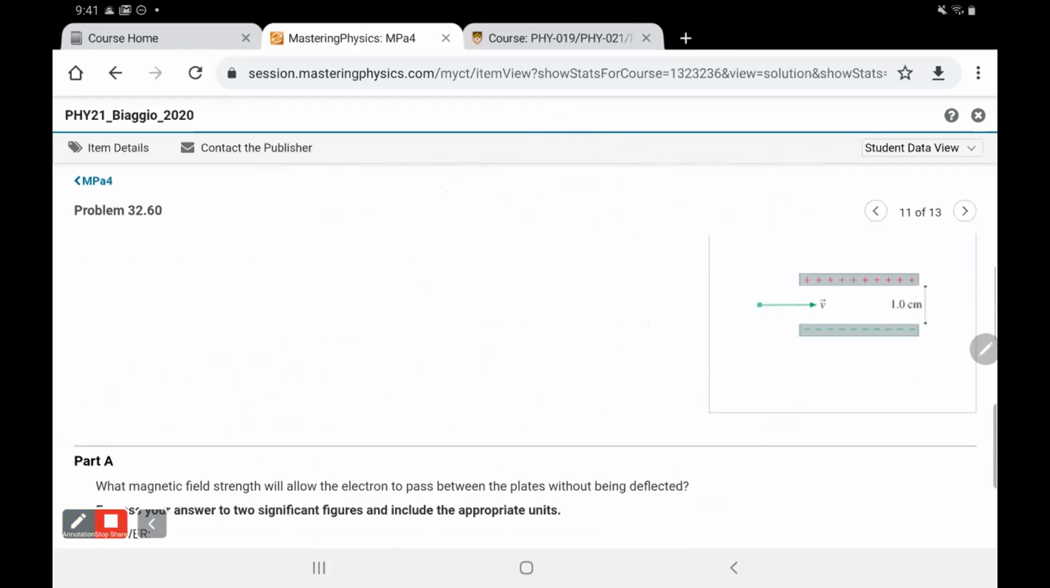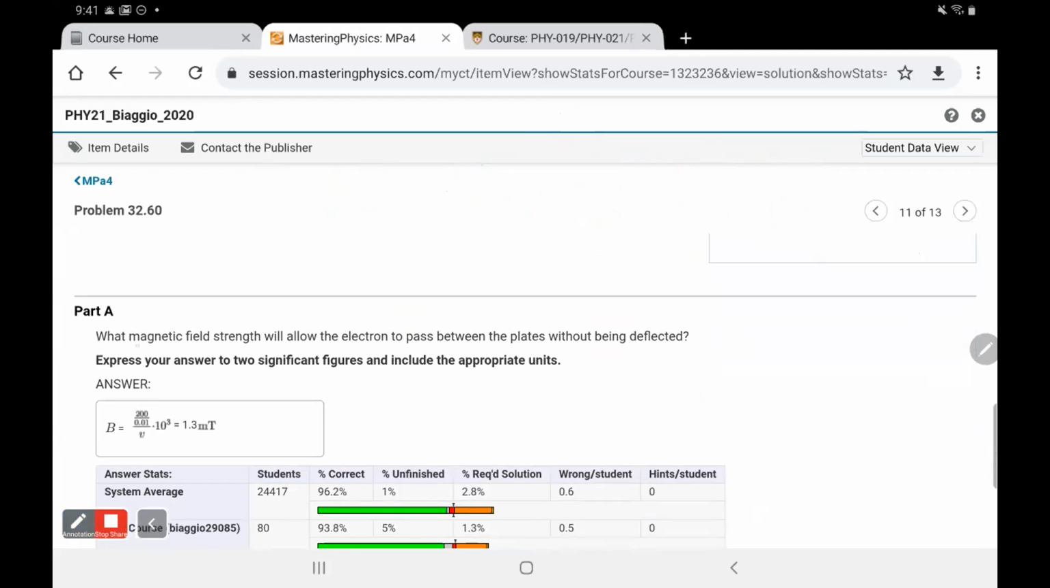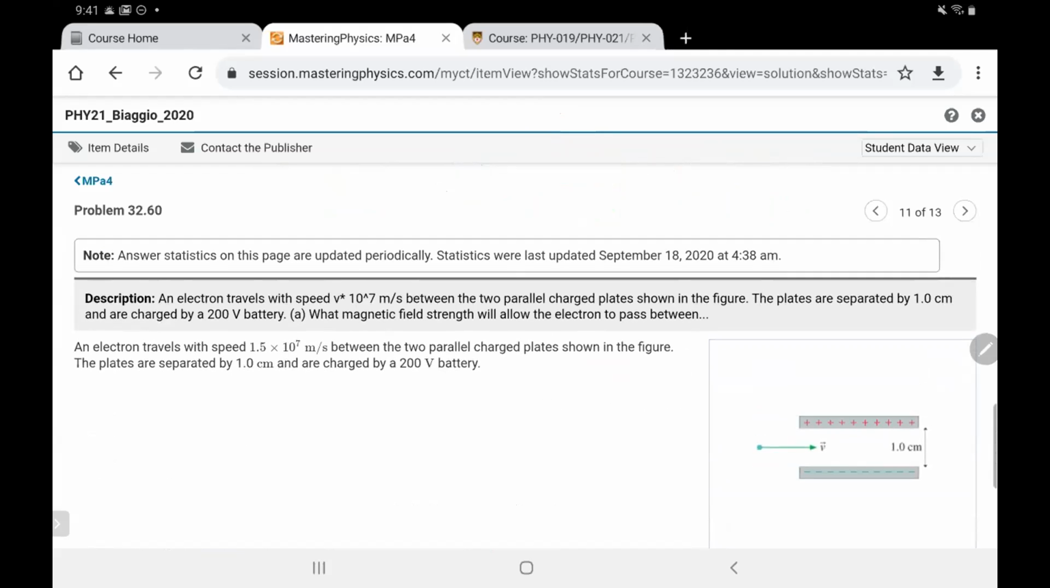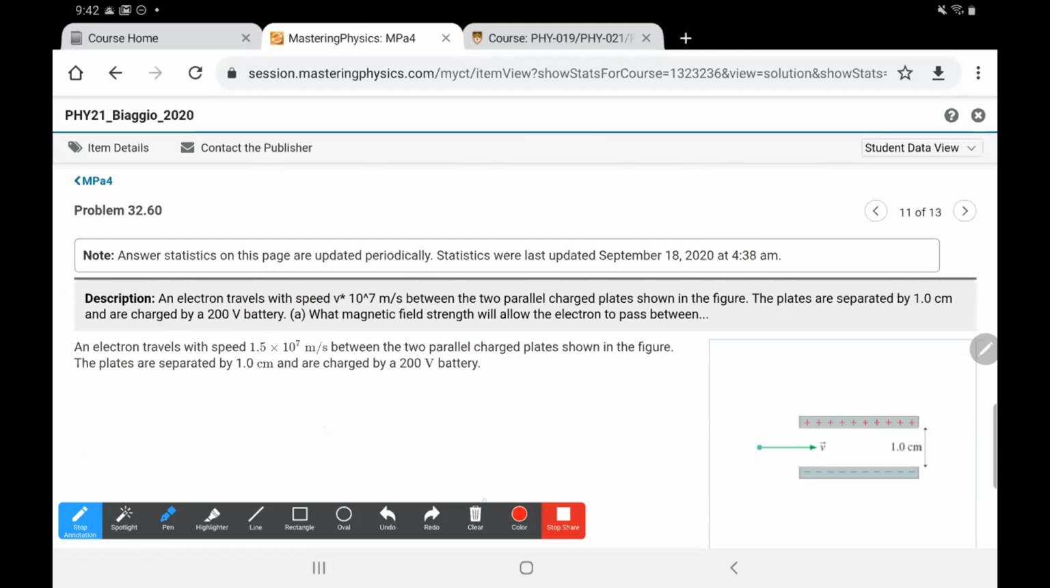Then let's go back to this question. So the first one, what magnetic field strength will allow the electron to pass between the plates without being deflected? We use the electric field over the speed. Okay, then what's the electric field? We know the voltage. So let's see. Where's the voltage? Here. We know there are two plates connected with a battery. The voltage of the battery is 200 volts. That means the potential difference between these two plates is 200 volts.